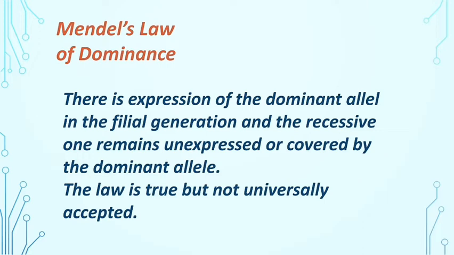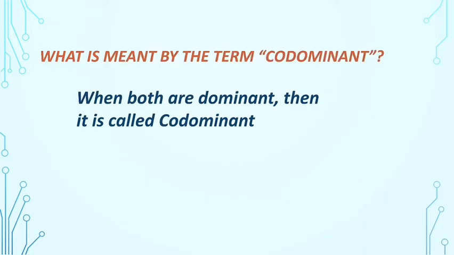So, at first we will have to know what is meant by the term codominant. What is meant by codominant? When both are dominant in nature, then it is called codominant. That is, when both of the alleles are dominant in nature, that is, they have the same power of expression, then that is known as codominant.